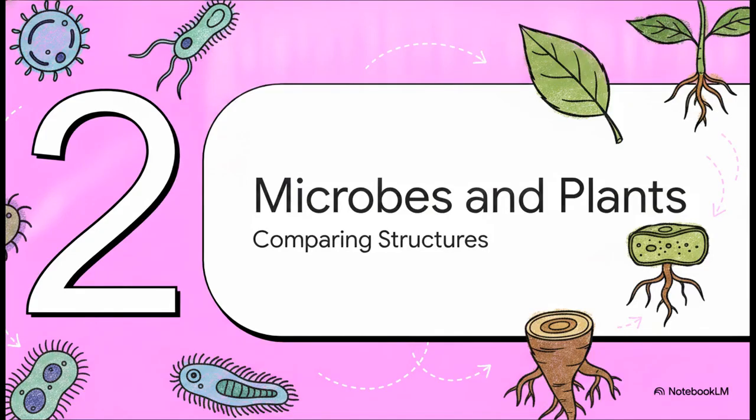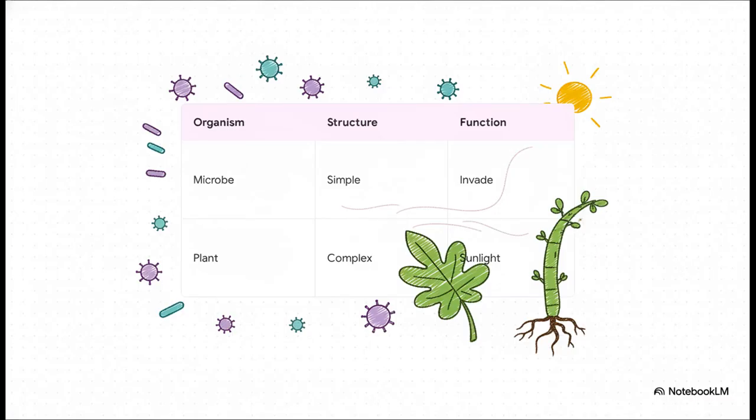Section 2. Comparing microbes and plants. Now, what's really wild is that this golden rule applies across completely different scales of life. On one extreme, we have microbes, like bacteria and viruses. Their structure is incredibly minimalist, often just a single cell or a tiny microscopic protein coat. But that minimalist structure perfectly matches their function. A lot of them have these specialized spike proteins that act exactly like lockpicks, allowing them to rapidly invade host cells, bypass immune systems, or just endure really harsh extreme environments.